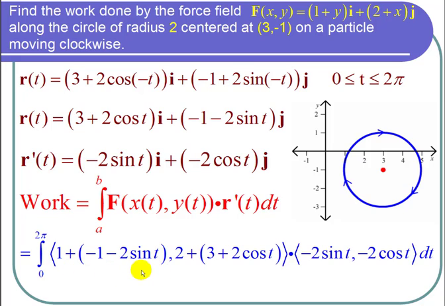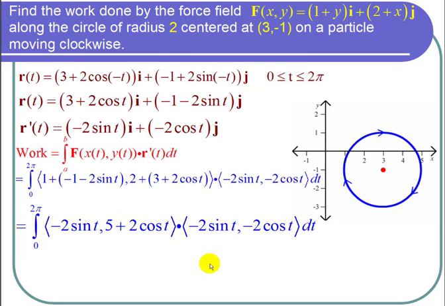That's the i component. And then we have 2 plus x, and x is 3 plus 2 cosine t. So we get 2 plus 3 plus 2 cosine t. That's the j component. And then we dot it with r prime of t, which is negative 2 sine of t, comma negative 2 cosine of t. Then we have dt. So we can simplify this. The 1 plus negative 1 goes away as a 0, and 2 plus 3 is 5.